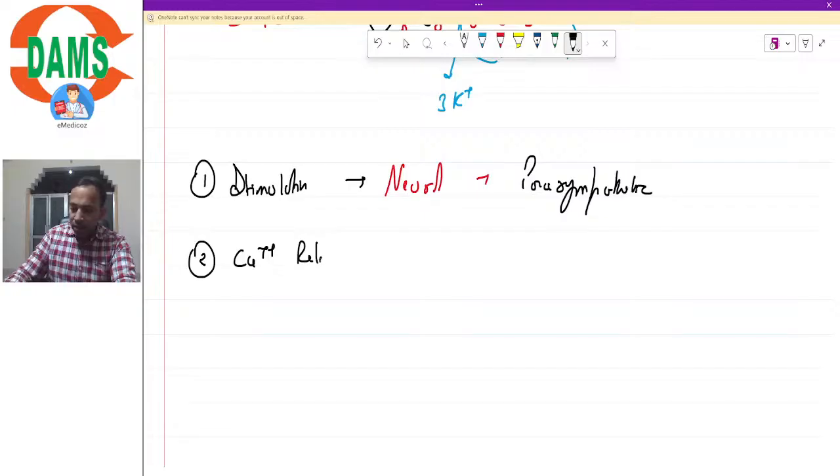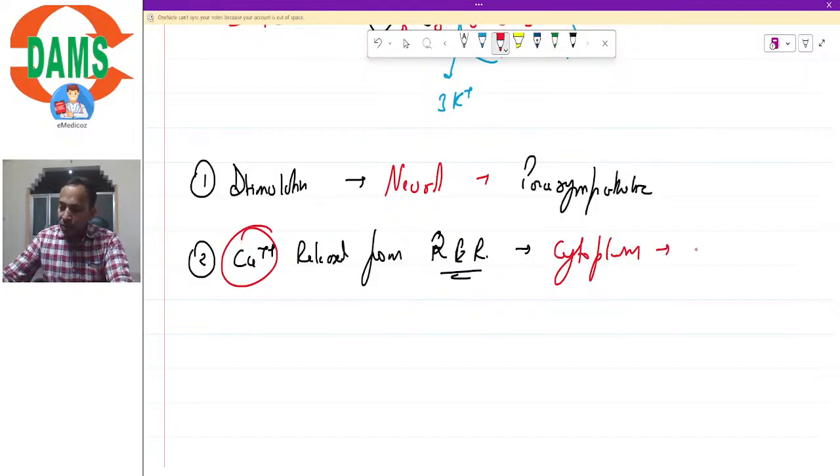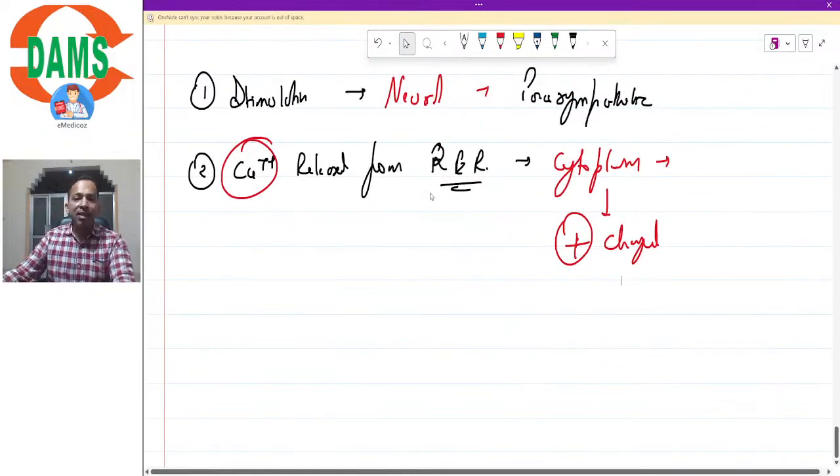So upon neural stimulation, what happened next? Calcium was released from the rough endoplasmic reticulum into the cytoplasm, right? So the cytoplasm becomes increasingly positive. It becomes positively charged, and unless this charge is balanced, the cell will undergo apoptosis, isn't it? It will die.